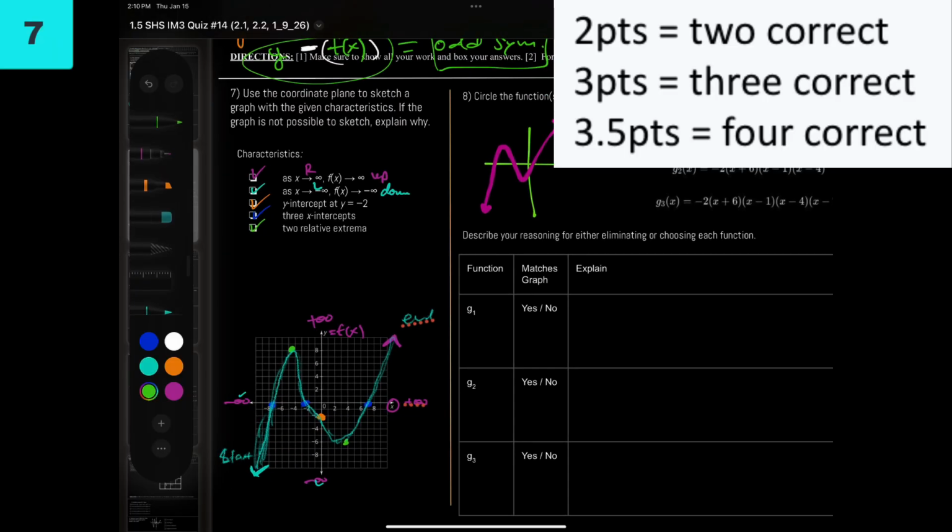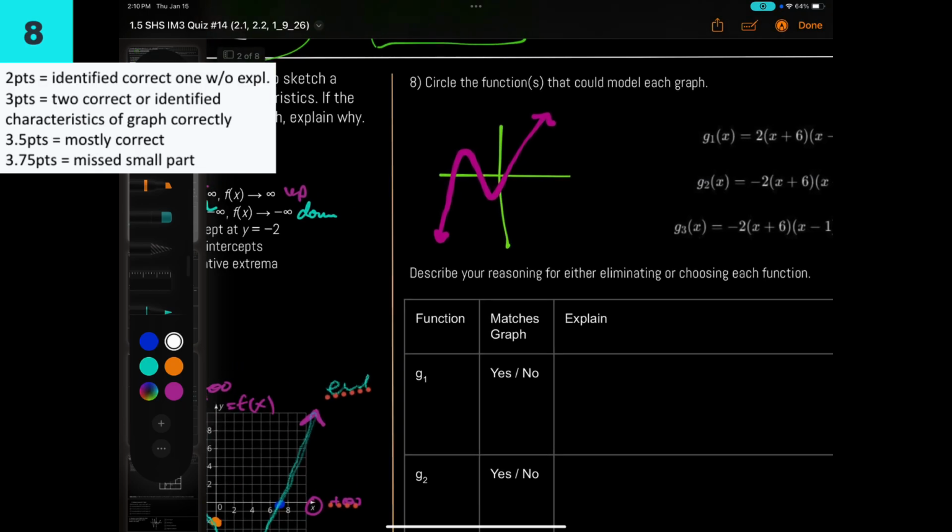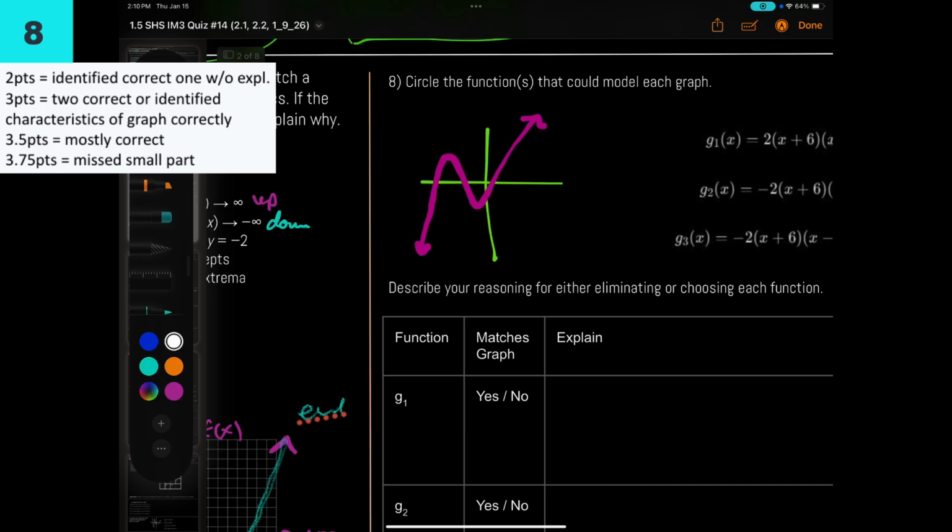And then lastly, number 8. It's probably best if you just write out all of the characteristics. So number 1, you can say that your degree is going to be an odd degree. Why? I know by these arrows right here. X to the first starts down, ends up, so our arrows match.